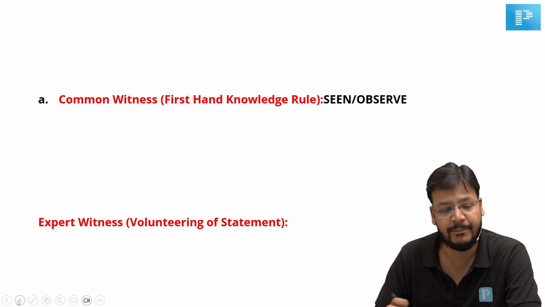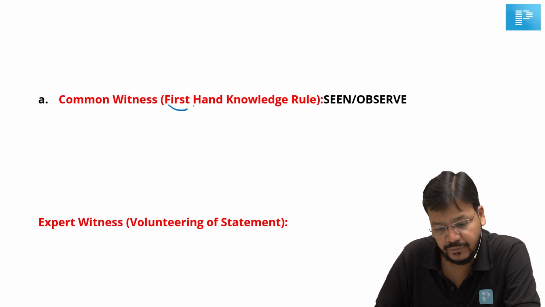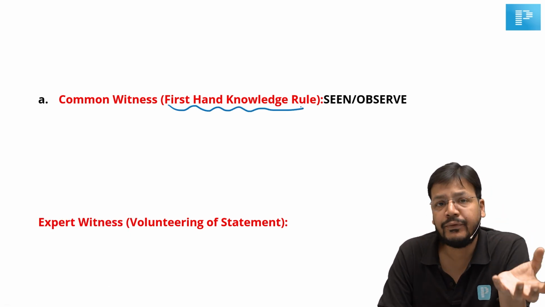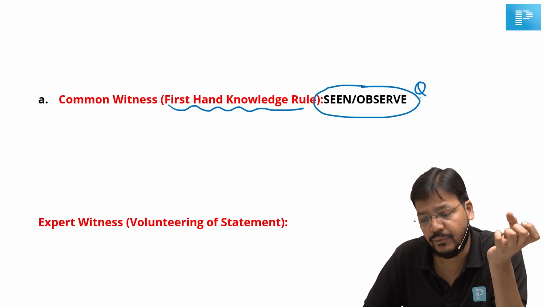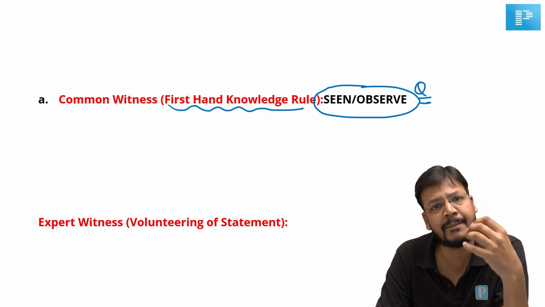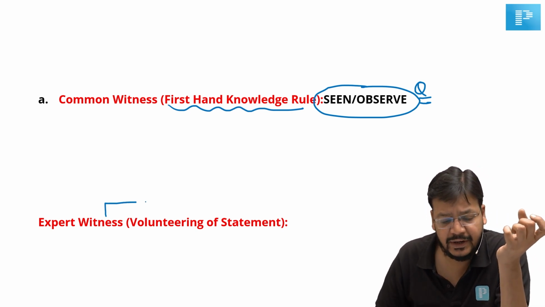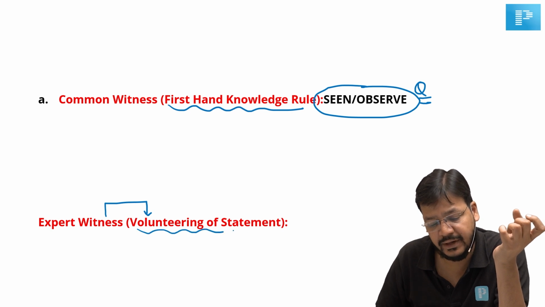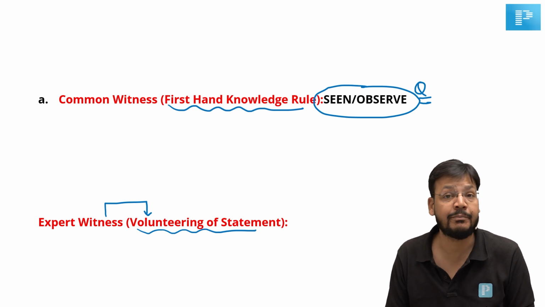That is another very, very important point. Friends, a common witness is a witness who has first-hand knowledge. If you have seen any crime, you are a common witness. फर्स्ट हैंड नॉलेज रूल इज ए कॉमन विटनेस. अगर आपने क्राइम होते हुए देखा है तो यू आर ए कॉमन विटनेस. Expert witness like a doctor or any fingerprint expert or chemical expert can give a statement voluntarily.